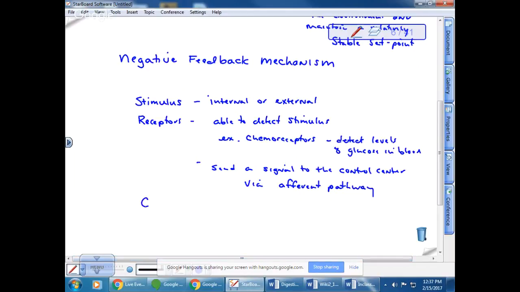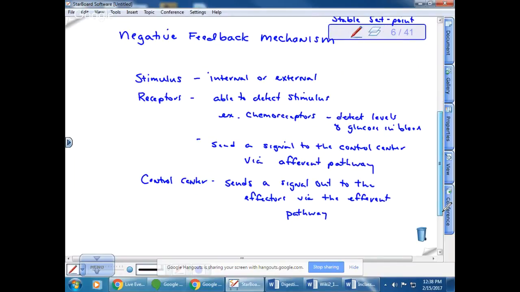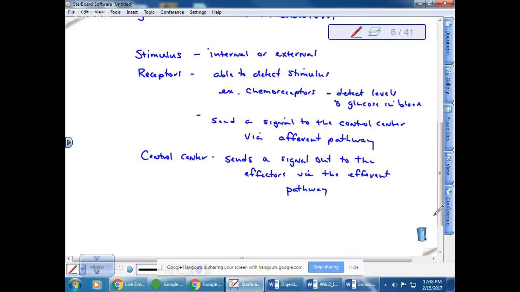Okay, so the control center responds by sending a signal out to the effectors via the efferent pathway. This control center is going to respond to changes in the set point, right? So it regulates the set point.